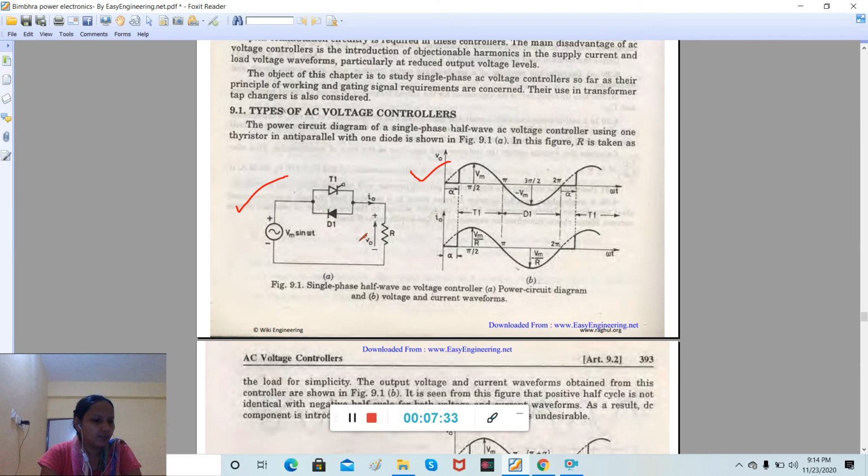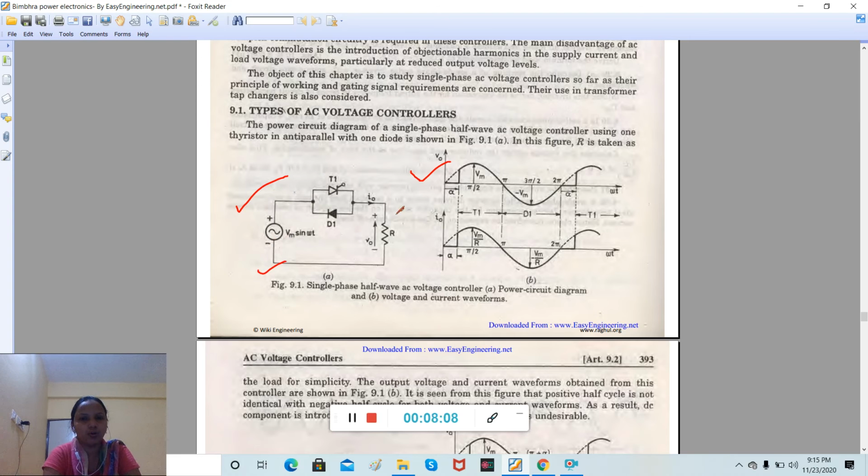To study the phase control in single phase voltage controller, consider the power diagram which is given here. Clear? You see in this power diagram, it consists of one thyristor in antiparallel with one diode. This circuit configuration is called single phase half wave voltage controller. This is the circuit configuration.